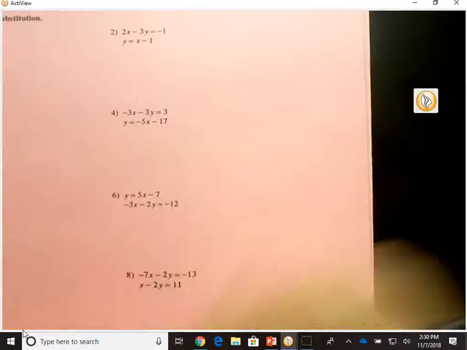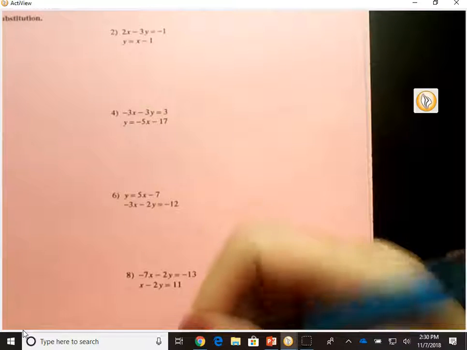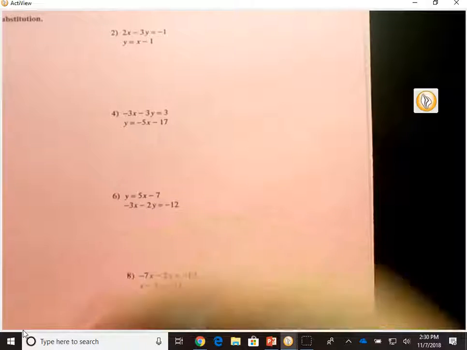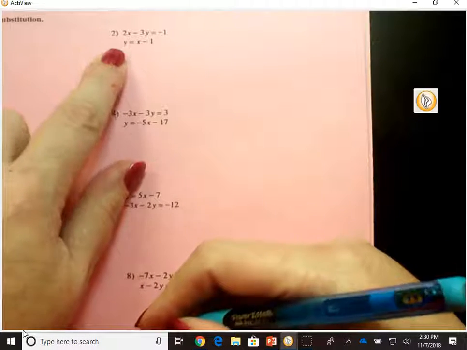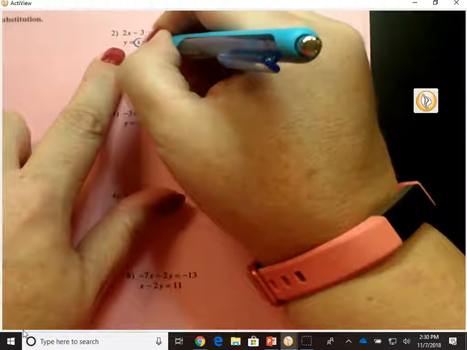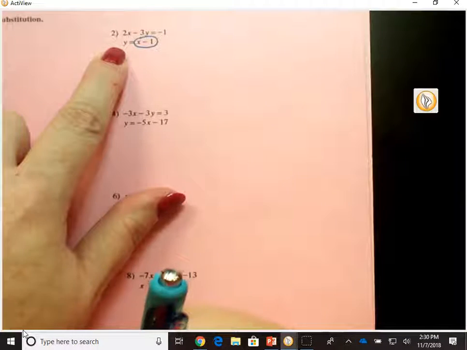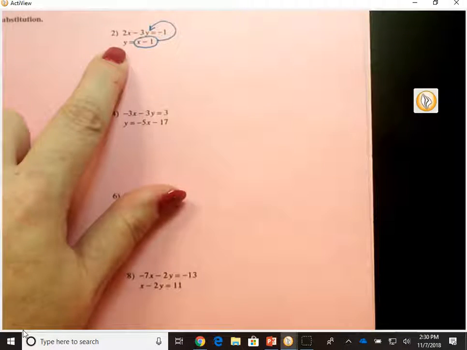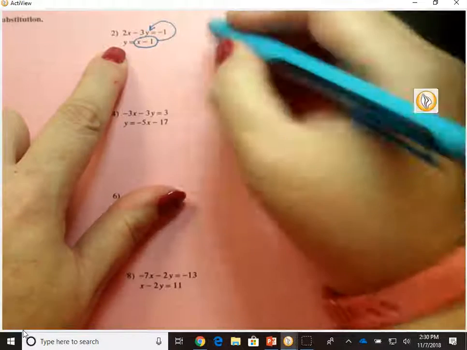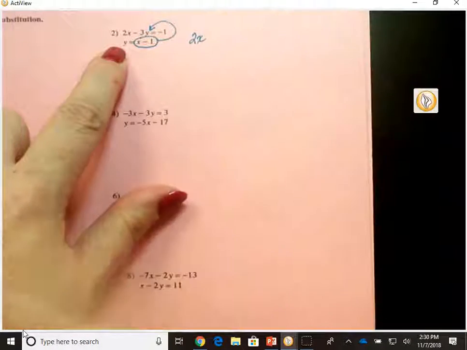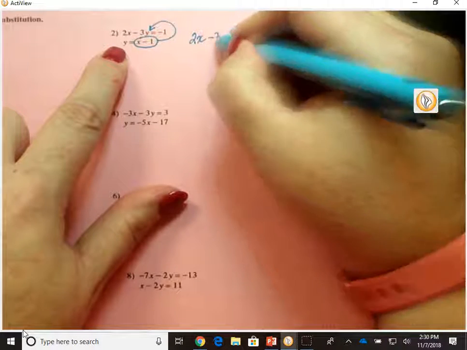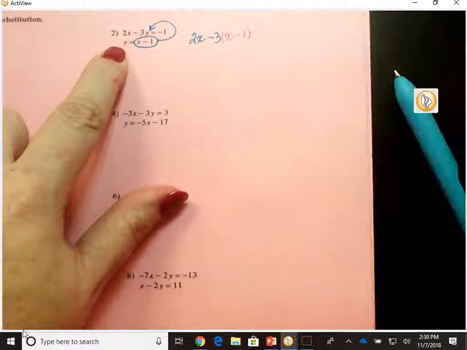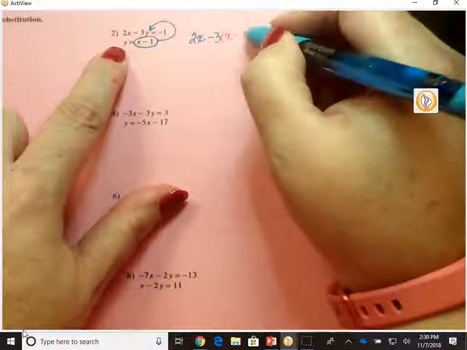When you look at the system and we're solving by substitution, you want to look: do I know what x equals or y equals? Whatever one of the variables is, do we know what either x or y equals? In number 2, we do know that y is x minus 1. So we're going to take that x minus 1 and replace y with it. Why do we do that? We do that so that our variables are now all the same in that one equation. So we have 2x minus 3, but instead of writing y, we write what y is, which is x minus 1, and that's going to equal negative 1.